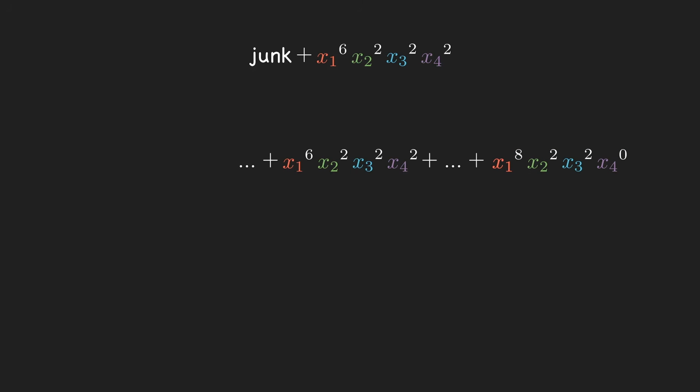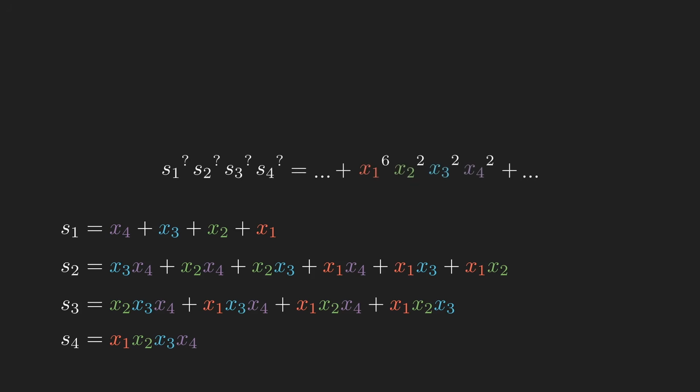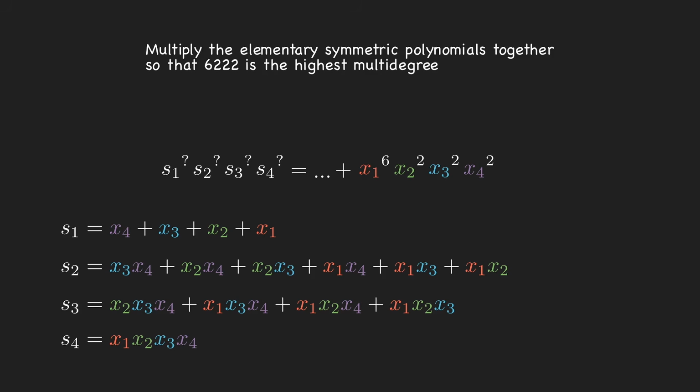We want a procedure where we can get rid of the term with the largest multi-degree without introducing any new terms with even larger multi-degree. Can you think of a new way of multiplying together the elementary symmetric polynomials so that this term appears, and no terms with multi-degree higher than 6222 appear? Pause and give it a shot. As a hint, note that when you multiply two polynomials together, the term with the highest multi-degree in the product is the product of the terms with the highest multi-degree in each factor.